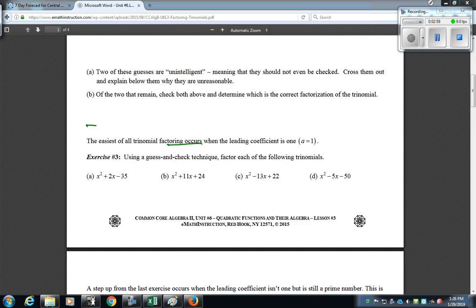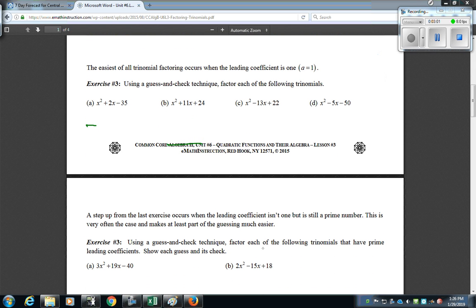Now, what I tell my students to do, and I've told for years, is you want to start with your last number, and you want to think of a pair of numbers that multiply to that last number. So in this case, our last number is negative 35. So you want to think about, first off, if it's a negative last number, that means that we're going to have a positive and a negative in our factors. And negative 35, one of the first factors I think of is 7 and 5.